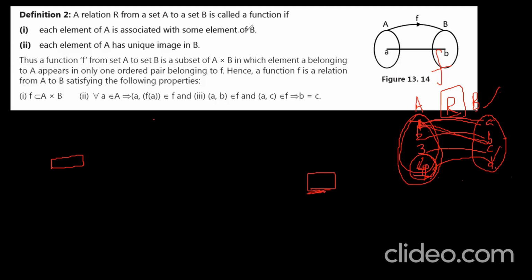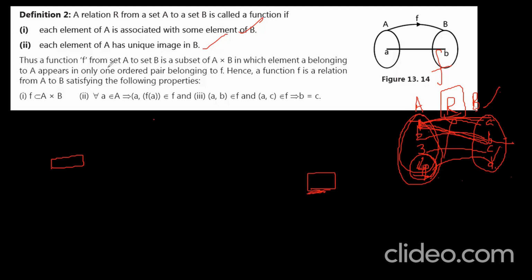So what are the two conditions? The first set, all elements should be associated with some element in the second set. That is the first condition for the relation to become a function. And each element of A should have a unique image in B. It should not take two images. One is going with a and one is going with b. No, not like that.